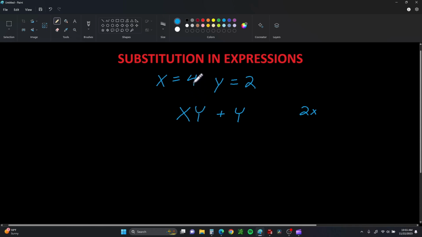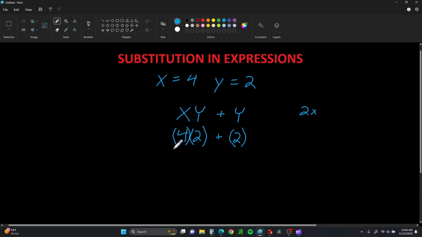And watch what happens when I substitute and I don't use parentheses. So I put a 4 here, I put a 2 here, and for this y, I put a 2 here. Well, this looks like the number 42, but it's not. What it really means is 4 times 2. And even though I don't really need it over here because it's not next to another number, I'm just going to put parentheses around there.